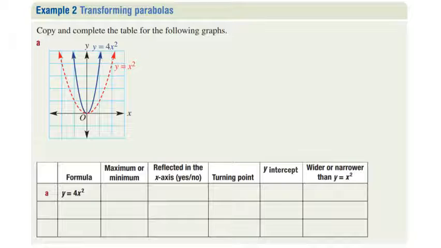So, does it have a maximum or a minimum? This point here, that's a minimum of the graph. Is it reflected in the x-axis? So is it flipped upside down? No. What's its turning point? So this is its turning point here, which is just the origin, so 0, 0. Y-intercept, well, that's also 0. And is it wider or narrower than our basic parabola? Well, we can see it's narrower.